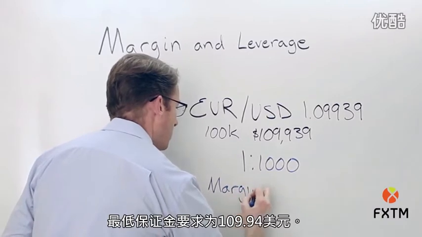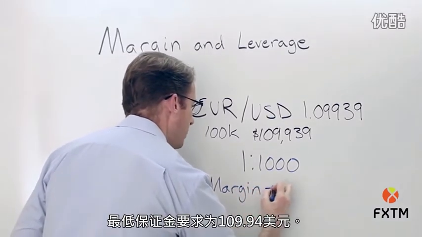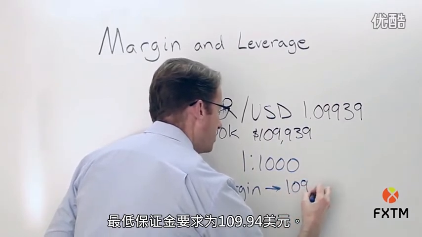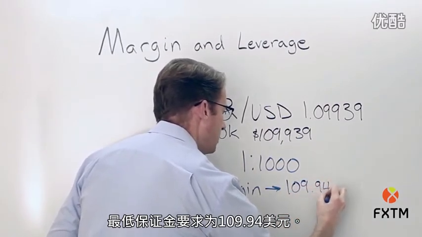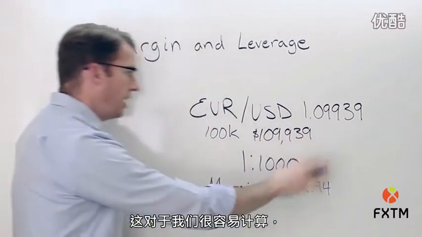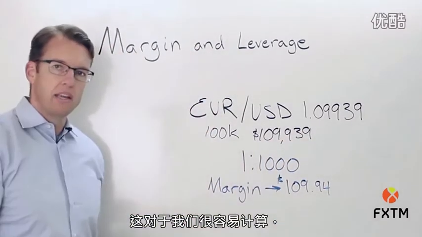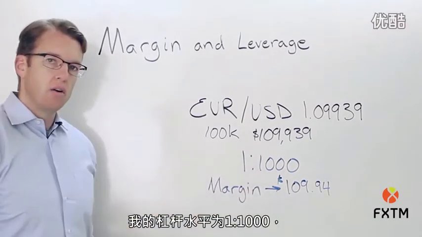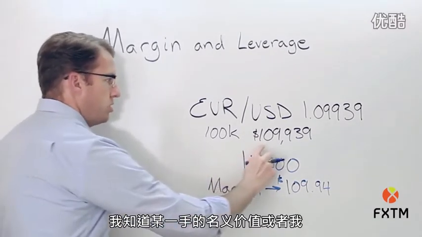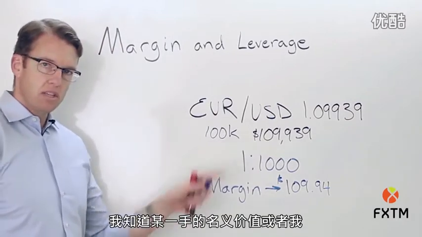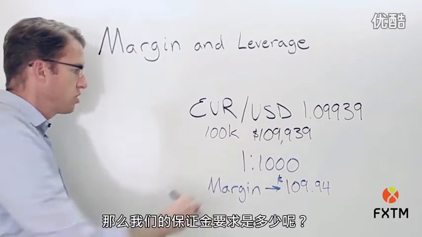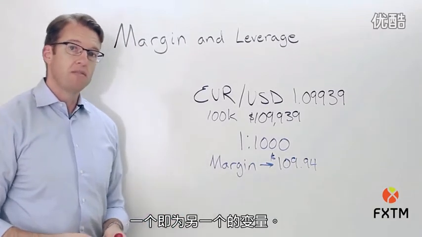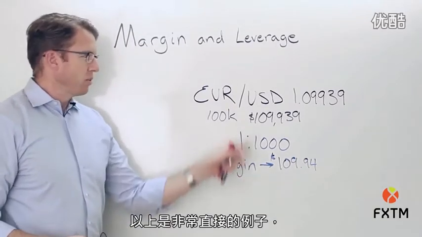So the minimum margin required is going to be $109.94. This is an easy calculation to walk through: assuming my account is denominated in dollars, I have a leverage ratio of 1 to 1,000, and I know the notional value of the position that I want to hold open, so what's my margin requirement? One is really a function of the other. Now this is a pretty straightforward example.